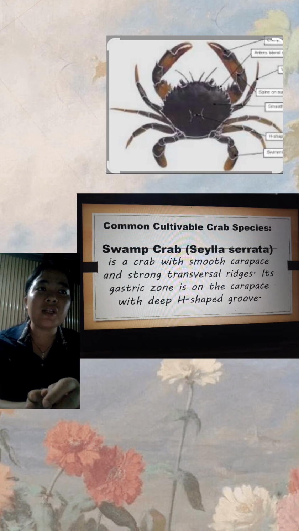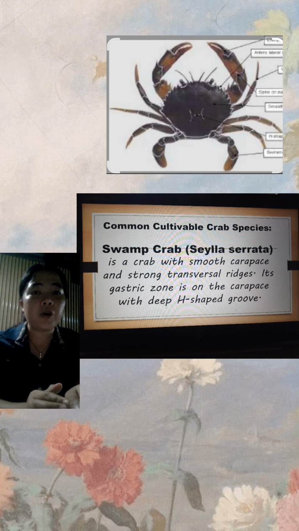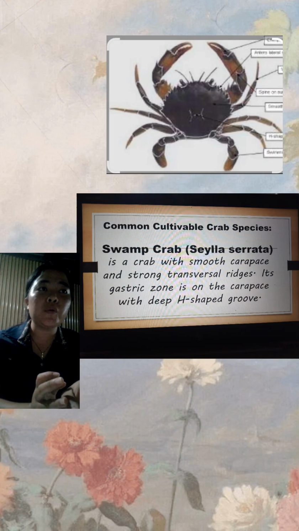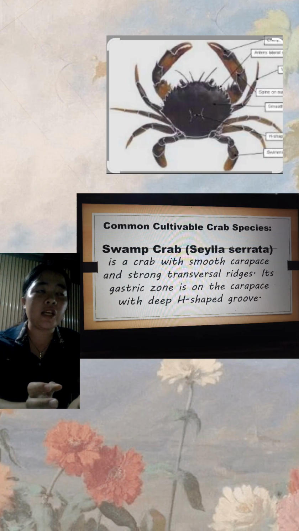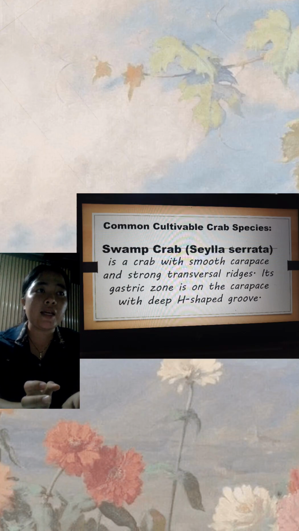For example, swamp crabs are often raised in brackish water ponds, a mix of fresh and salt water. So the farmers provide muddy bottoms for crabs to burrow and mangrove-like vegetation for shelter. Crabs are fed a diet of fish and commercial crab feed to help them grow faster.